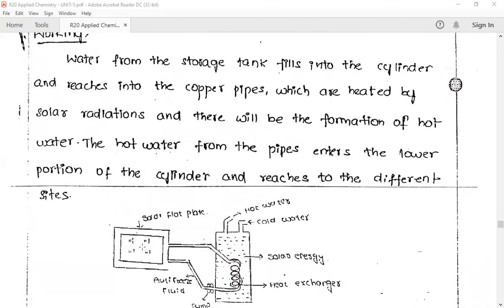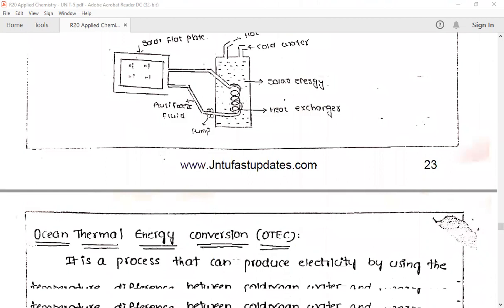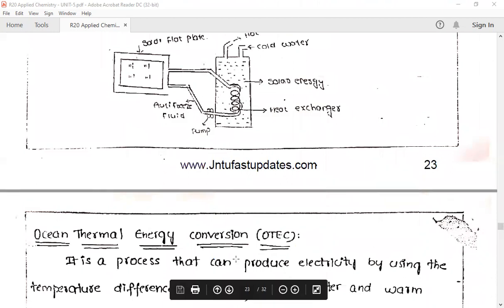Water from the storage tank fills into the cylinder and reaches the copper pipes which are heated by the solar radiation, and there will be a formation of hot water. The hot water from the pipes enters the lower portion of the cylinder and reaches different regions.